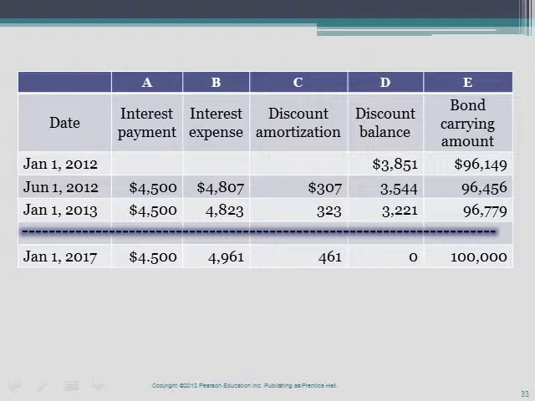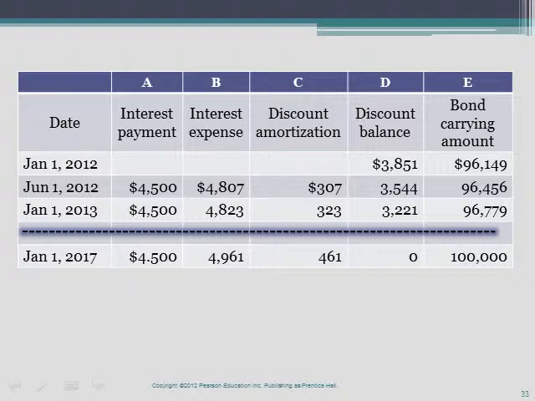So for column A, the semi-annual interest payments are constant, fixed by the bond contract, and in this example, the $4,500 is computed by multiplying the $100,000 face value by the 9% stated interest rate times 1/2 since they're paid semi-annually. Column B, the interest expense each period is computed by multiplying the preceding bond carrying amount by the market interest rate. Interest expense increases as the bond's carrying amount increases. In this example, the first period's interest expense is computed by multiplying the bond carrying amount of $96,149 by 5%. Again, the market rate cut in half.